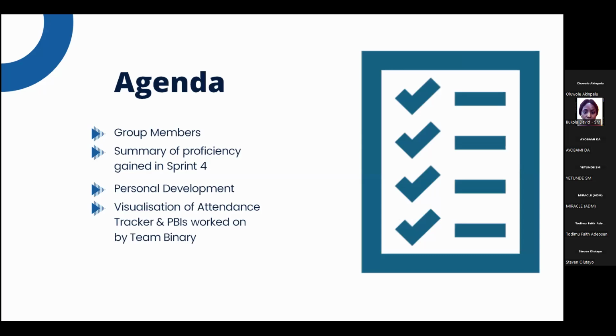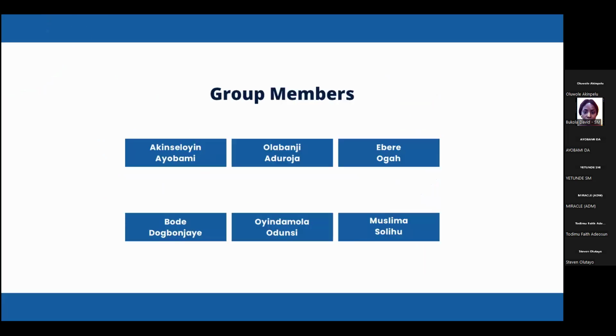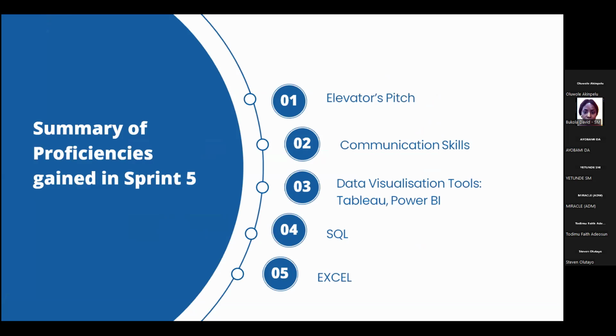Next slide, please. This is the agenda for this sprint. And these are the group members of Team Binary Data Analyst. So the summary of proficiencies gained in Sprint 5: we have elevator speech, communication skills, data visualization tools, Tableau and Power BI, SQL, and Excel.